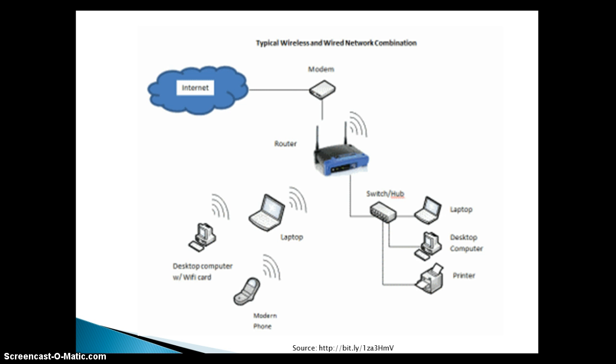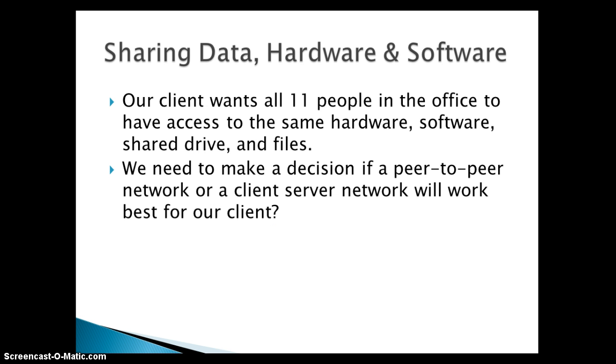So if you have a look at this slide, you can see basically a graphic of a wireless network combination. You have the internet and the modem. So the modem connects you to the internet. Then the router is connected to the modem, and a wireless router, as in this case, sends signals to either a desktop computer, a laptop, a mobile device, or even a printer. So this is the kind of network we would like to have for the doctor's office.